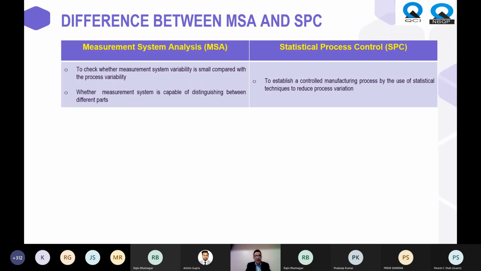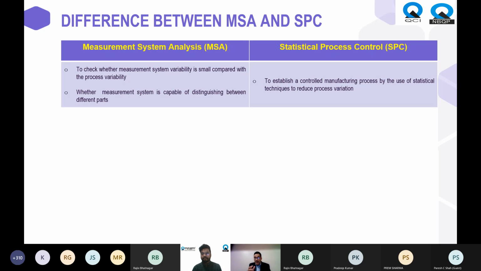Let's have a couple of differences between MSA and SPC. MSA talks about checking whether measurement system variability is small compared with the process variability. So it's saying whether I'm going to accept my data or not. A second point of MSA is whether the measurement system is capable of distinguishing between different parts. That least count I'm talking about: whether it's able to distinguish 10 distinct parts or not.